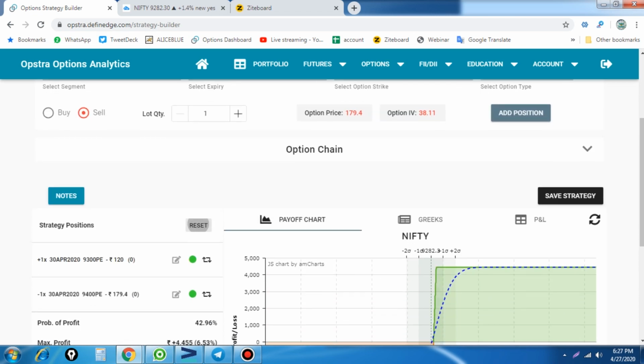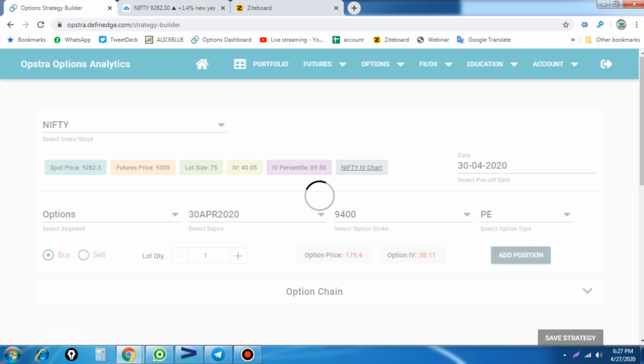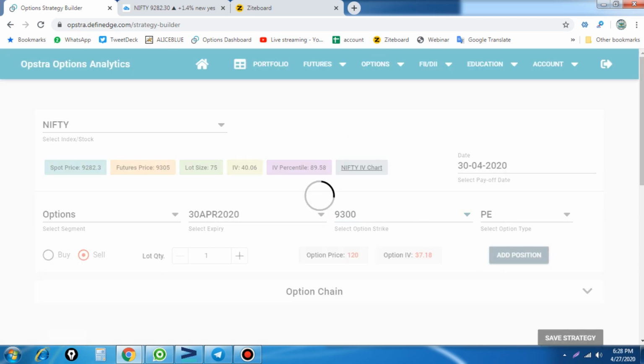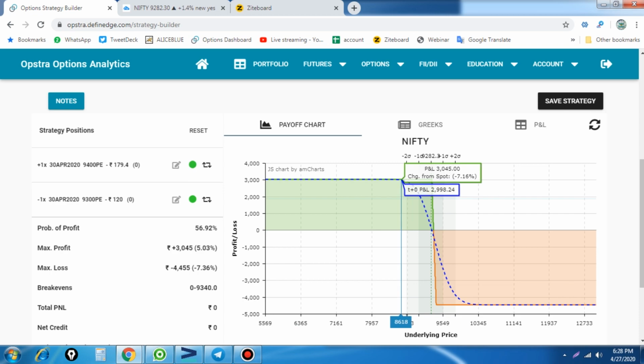And let's change that thing, 9,400 which I bought and 9,300. We can apply these option strategies either bullish or bearish according to our view. The last strategy which I showed was bullishness. Here I'm going to show you the bearishness, but the loss is big compared to the reward ratio. So that is my profit ratio.